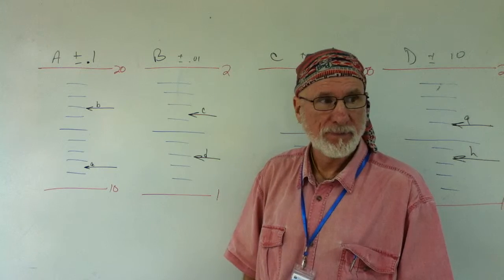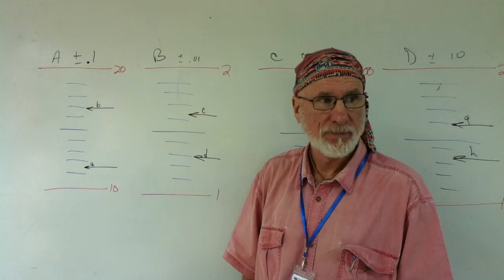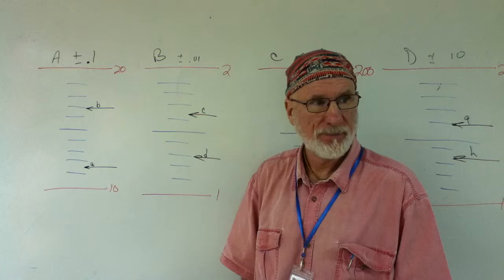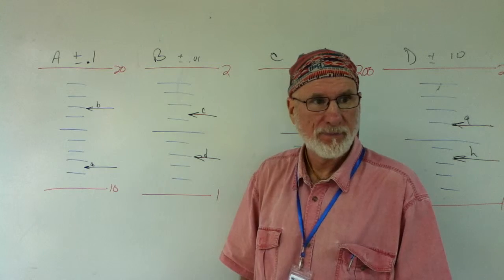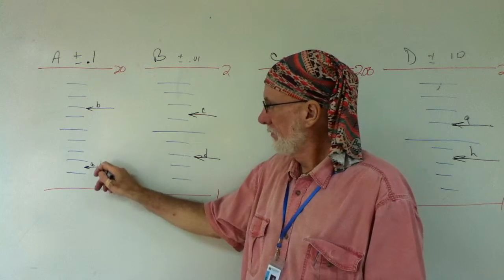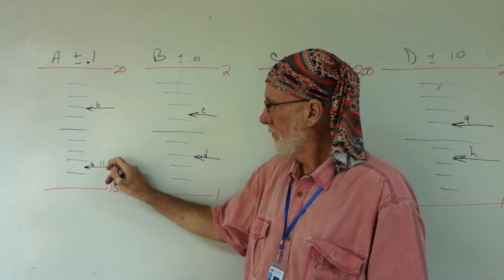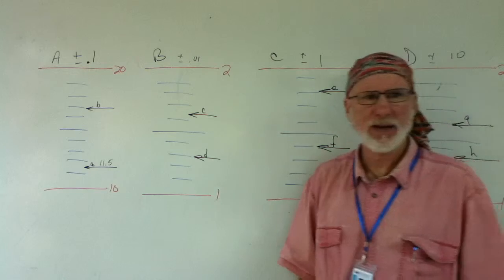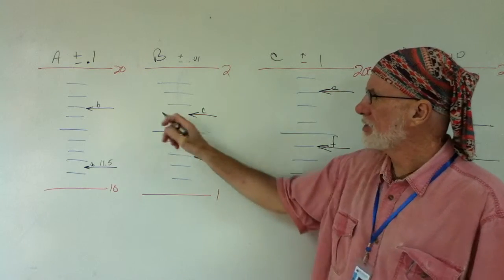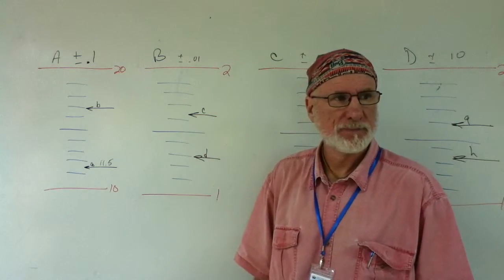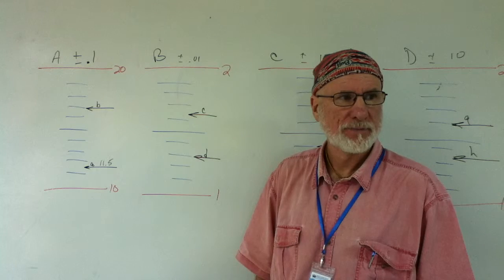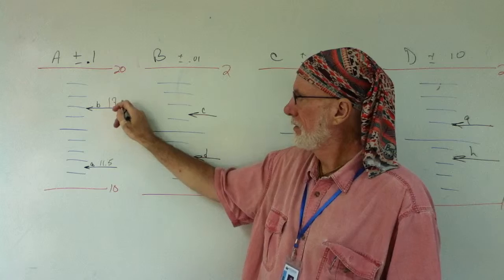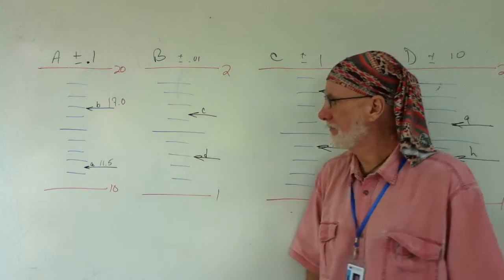Okay? So what's this reading here? Reading A. This one right here, A. 11.5, 11.4, 11.3. Okay. What about this one? 17.0. What about D?